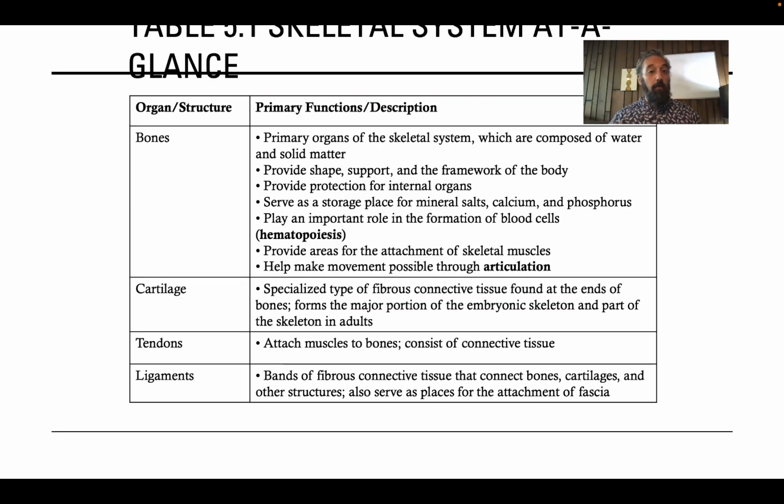Your skeleton is made up of bones and cartilage. Tendons attach bones to muscle. Ligaments attach bone to bone. This term is hematopoiesis. Hematopoiesis. It's blood formation, and that happens inside of long bones for the most part, and flat bones. But it happens inside of red marrow.